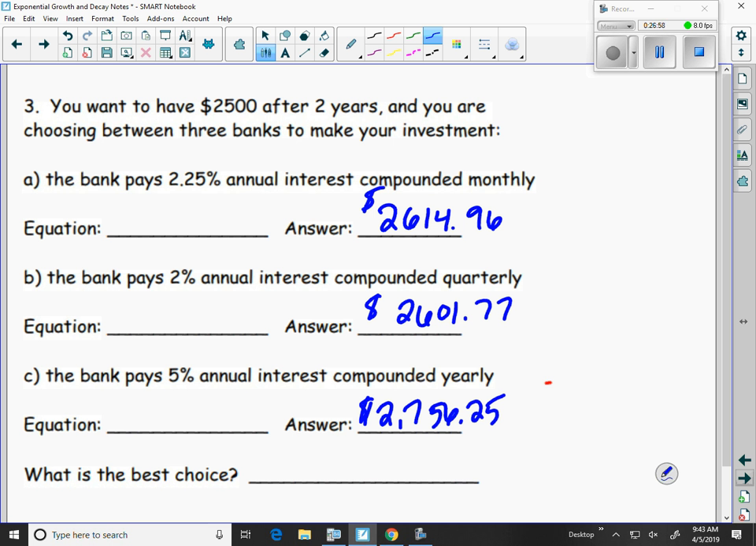I don't understand. You said number one. Say that again. So it would be 2,500. And you would do 1 plus 0.0225 over 12. Oh, okay. I was just paying attention to this and wasn't paying attention to that. Yeah. And then your power would be 12 times.